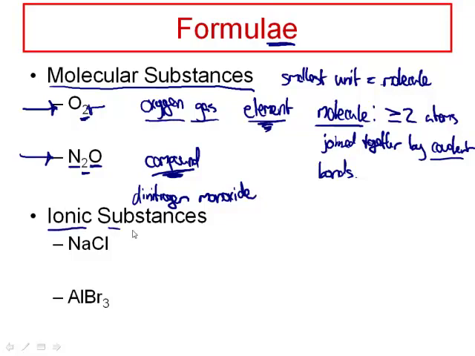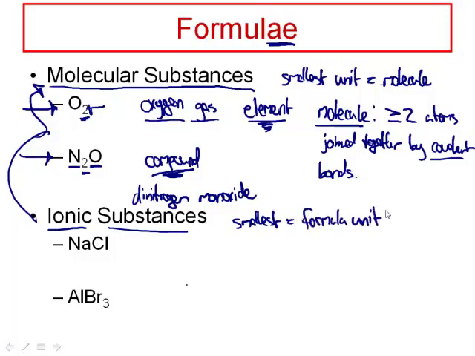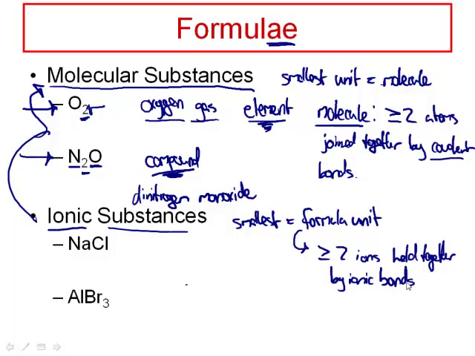Ionic substances, okay? Now, ionic substances differ from molecular substances in that the smallest unit here in an ionic compound is called a formula unit, okay? Now, these are different from molecules because in a formula unit you have two or more ions that are held together by ionic bonds, okay? Now, it's a subtle distinction, but it's one that you should take note of, okay?